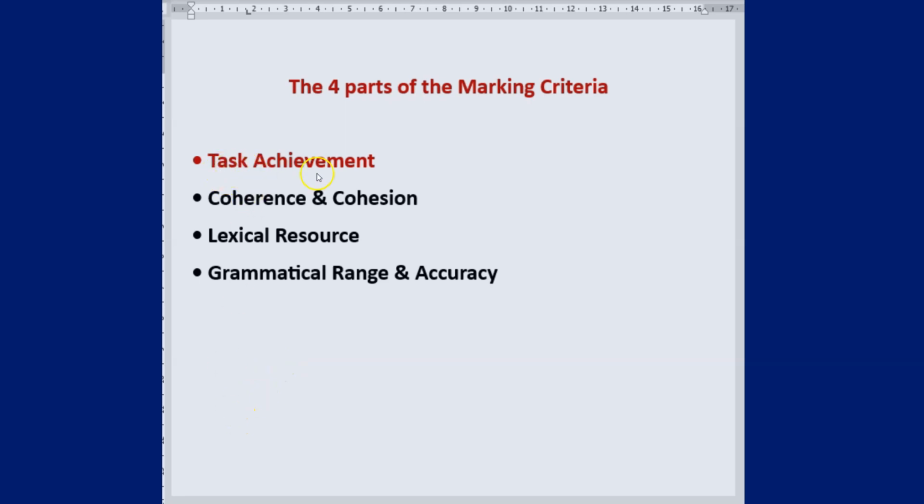So the examiners will be looking at several factors in this particular section. Now let's go on to the next one: coherence and cohesion. So this section will measure how well you are using your ideas, and whether they are making sense. So it will measure the ideas that you are using and how they make sense.